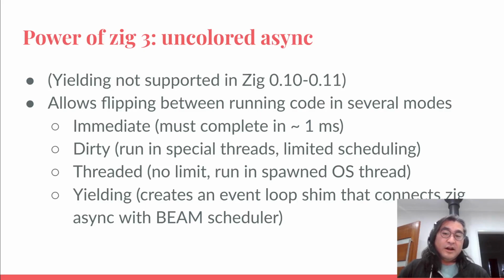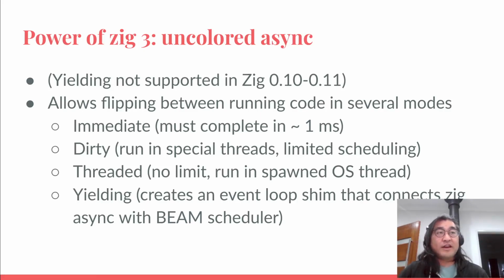However, if you don't do that, the scheduler can get out of whack and bad things can happen, nasal demons and so forth. There's a dirty mode, which can be dirty CPU or dirty I/O. These are run in special threads that the VM provides, and they're limited scheduling. So if one dirty FFI function is scheduled, then it blocks any subsequent calls that require that scheduler.